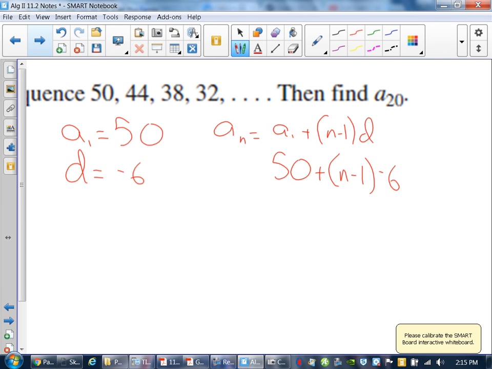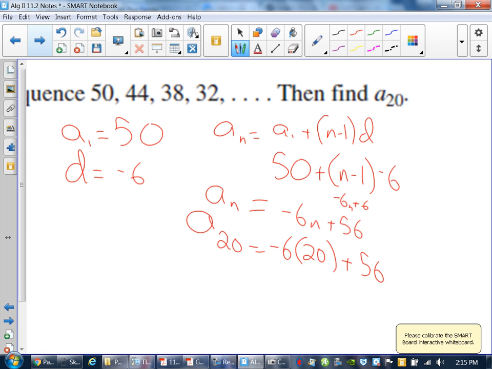That's exactly what it is. So your nth rule would be negative 6 plus 6. So it's going to be negative 6n plus 56 would be your nth rule. Then to find the 20th term, they're saying the 20th term would be negative 6 times 20. That's all it is. It's a linear function. Put it together, you get negative 120 and 56 is negative 74, I think? No, negative 64.